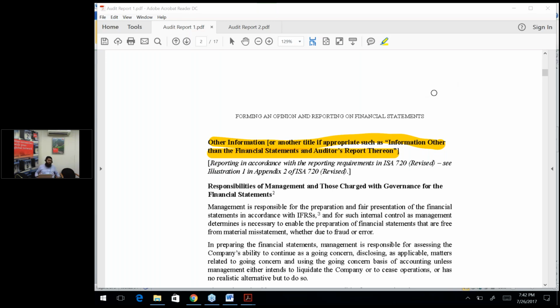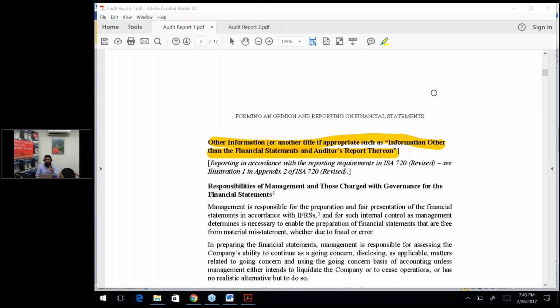mention in this other information section that XYZ area is not being correctly presented, so that the users are aware of it. Because what happens is, when you are reviewing the annual report of any company, usually while reviewing it, we see the initial pages of the report, which includes the director's report, which includes the forecast, etc., etc.